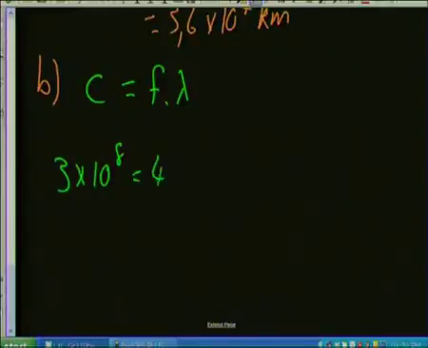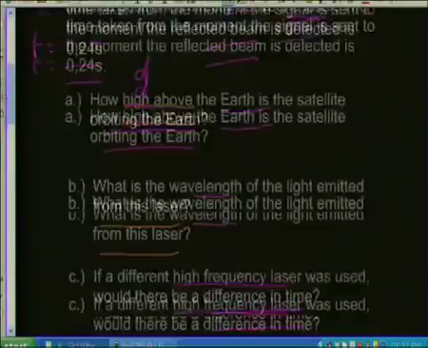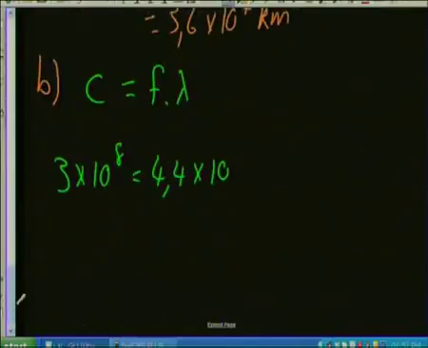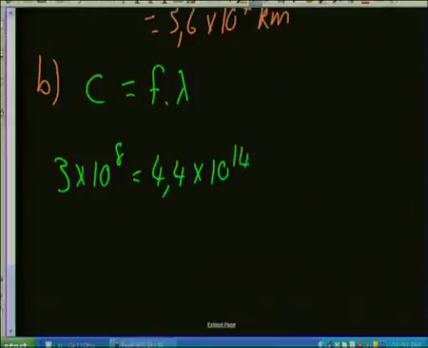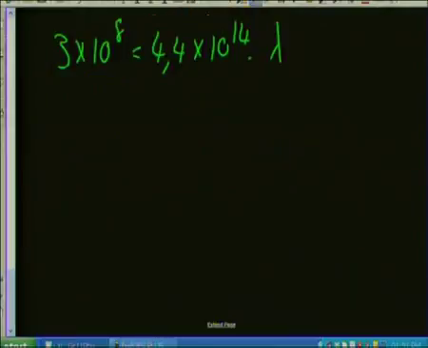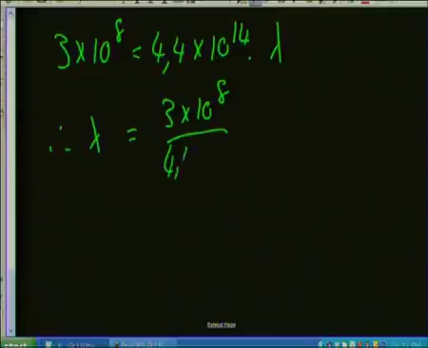The frequency was 4,4 times 10 to the, let's just make sure that I don't get it wrong, times 10 to the 14 hertz, times the wavelength. Now, there again, you can change the subject of the formula and say, therefore, that the wavelength is 3 times 10 to the 8 divided by 4,4 times 10 to the 14. And remember, this is going to give you an answer in meters.